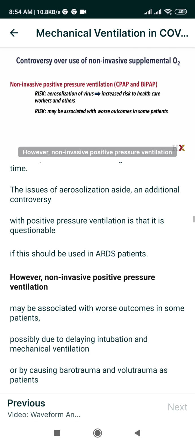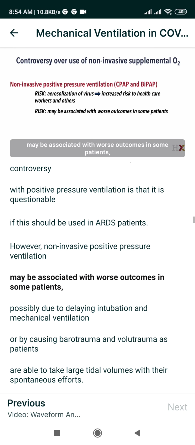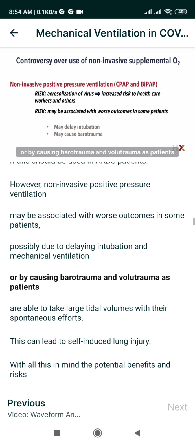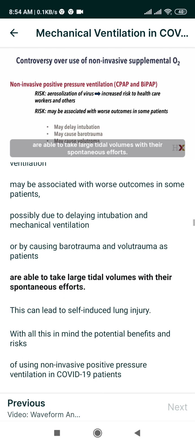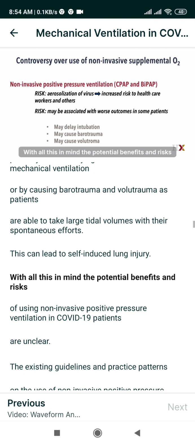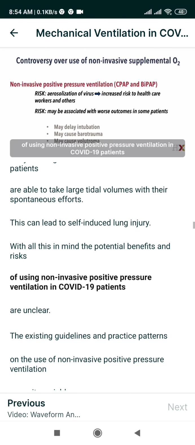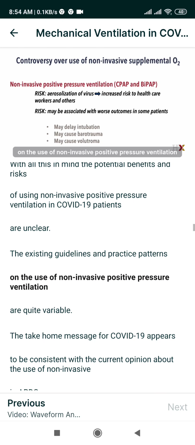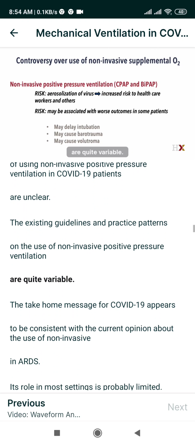Non-invasive positive pressure ventilation may be associated with worse outcomes in some patients, possibly due to delaying intubation and mechanical ventilation, or by causing barotrauma and volutrauma, as patients are able to take large tidal volumes with their spontaneous efforts. This can lead to self-induced lung injury. With all this in mind, the potential benefits and risks of using non-invasive positive pressure ventilation in COVID-19 patients are unclear. The existing guidelines and practice patterns on the use of non-invasive positive pressure ventilation are quite variable.